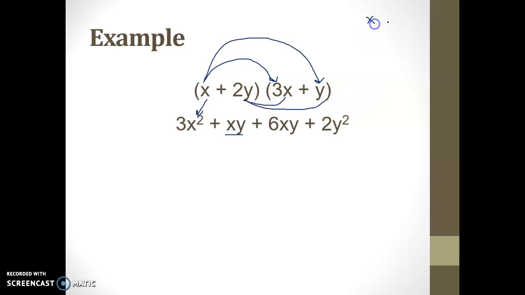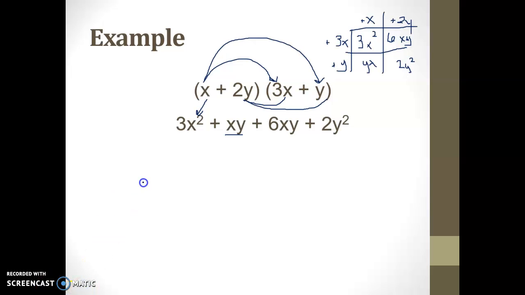If you did this the chart way, like I just showed you, we have a positive x and a positive 2y. And we're multiplying that by positive 3x and positive y. So all of our terms are going to be positive here. 3x times x is 3x squared, and 3x times 2y is 6xy. Y times x is yx, and y times 2y is 2y squared. So either of those ways, you're going to end up with the same 4 terms.